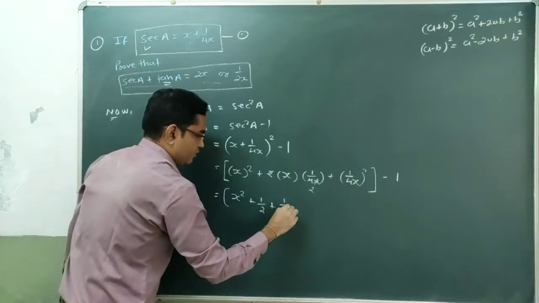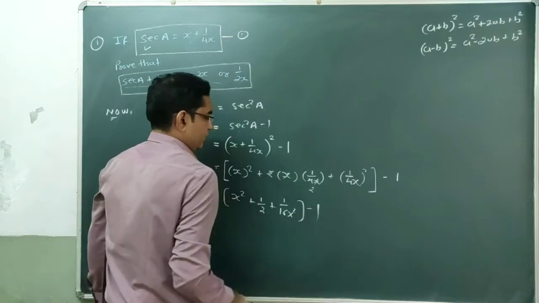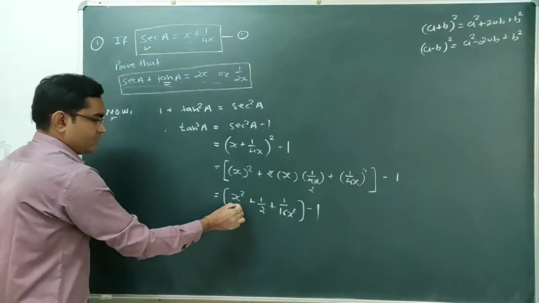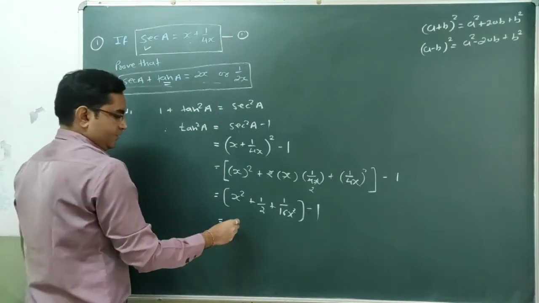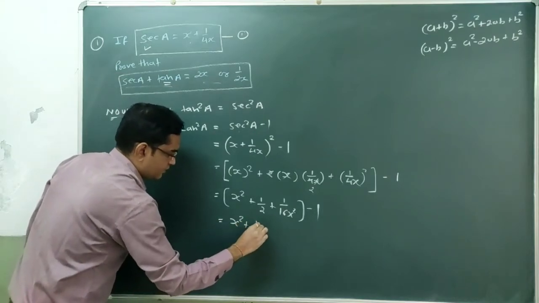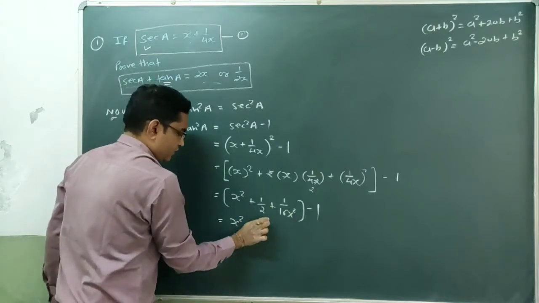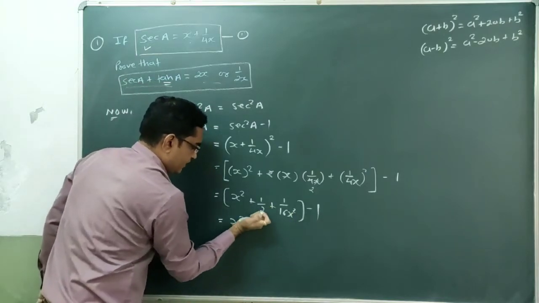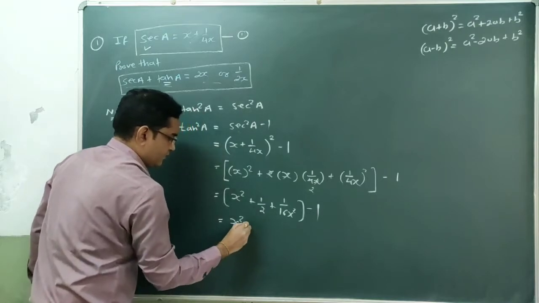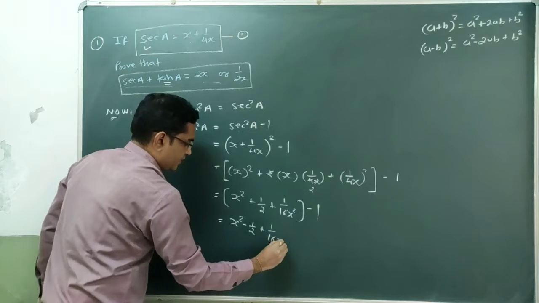So this is equal to x square plus, now here this x will be cut and 2 2s are 4, so it's 1 by 2, plus 1 square upon 4x whole square, so 1 upon 16x square, minus 1. Now open this bracket and simplify. So here it's x square plus 1 by 2 minus 1. What is 1 by 2 minus 1? Here we can write 1 by 2 minus 1 as minus 1 by 2, plus 1 upon 16x square.